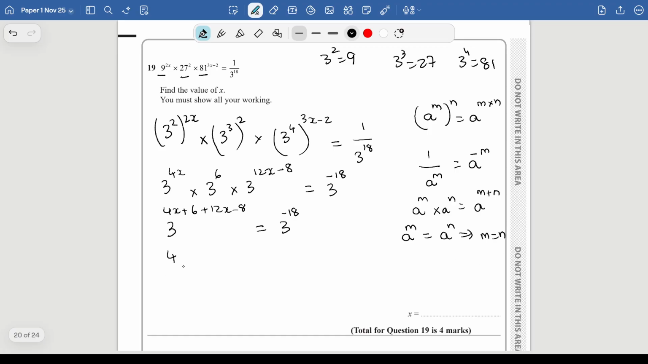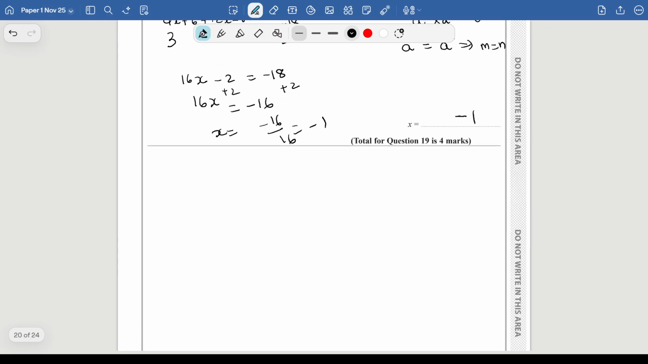So I can use this rule here. I'm just focusing on the powers now because these powers will be equal. 4x plus 12x is 16x, and 6 take away 8 is negative 2, equals negative 18. So for 16x, we add 2 on both sides: negative 18 plus 2 gives negative 16. So x is negative 16 over 16. That's minus 1. So the value of x is minus 1.